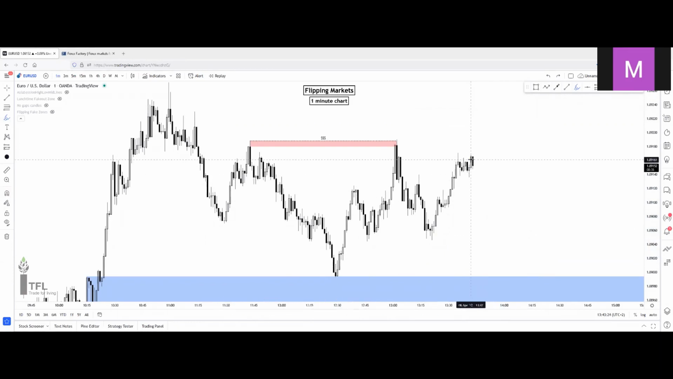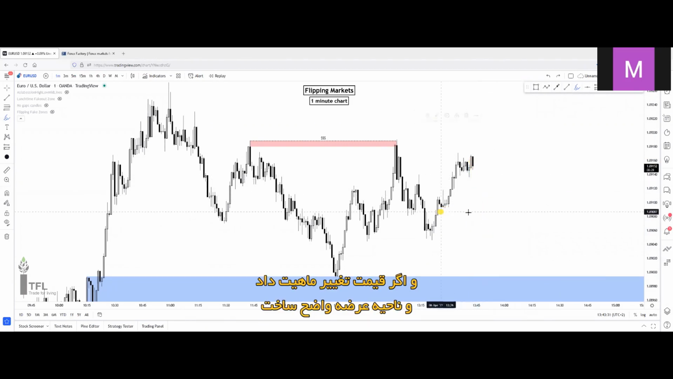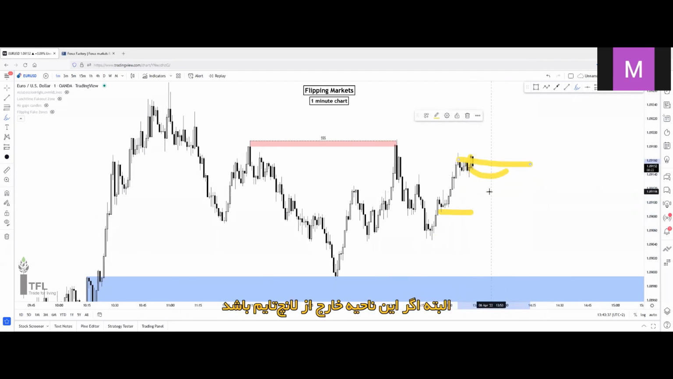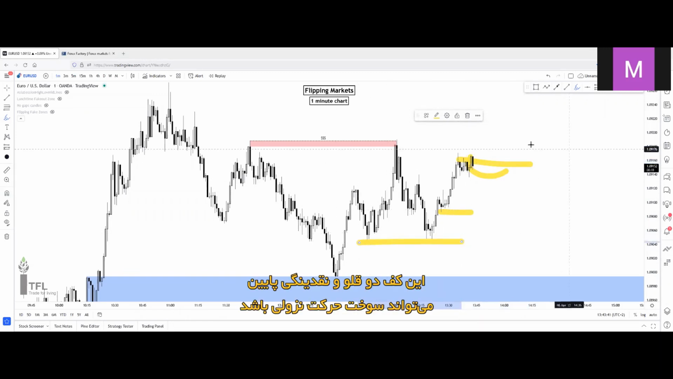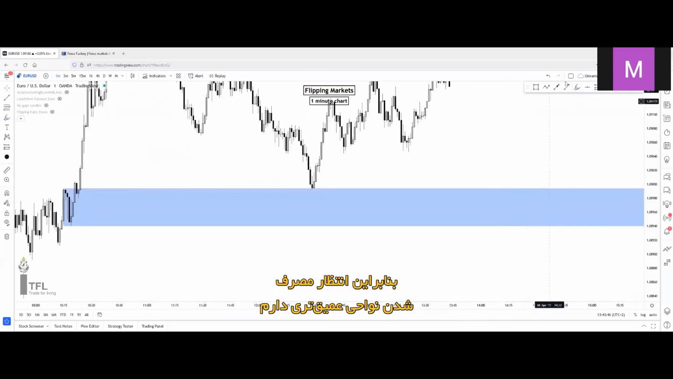So basically, a change of character right here to the downside will be fully enough, I believe. And if price changes character here to the downside and creates a clear supply zone, you'll be able to take a short trade. Of course, if this zone is outside of the lunchtime zone, because this downside liquidity, this double balance will be able to fuel shorts to mitigate the deeper area of this demand zone.